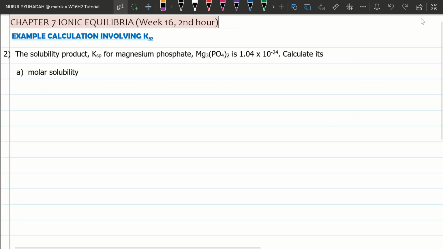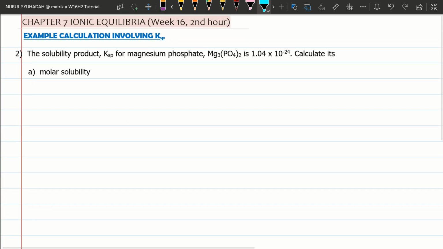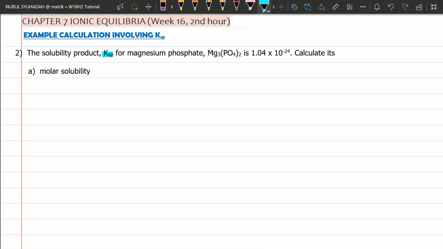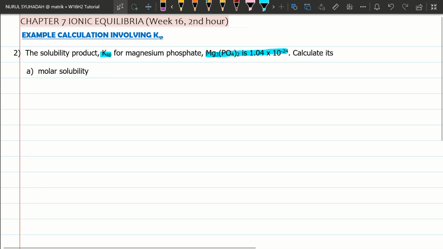Okay, so this is the second example of a calculation involving KSP. Okay, now, so this question, the solubility product KSP for magnesium phosphate is 1.04 times 10 to the power of negative 24. So, soalan ni baik, dia dah bagi tahu. Okay, dia dah letak kat sini KSP. So awak tahulah, okay, magnesium phosphate dekat sini adalah nilai dekat situ adalah nilai KSP.